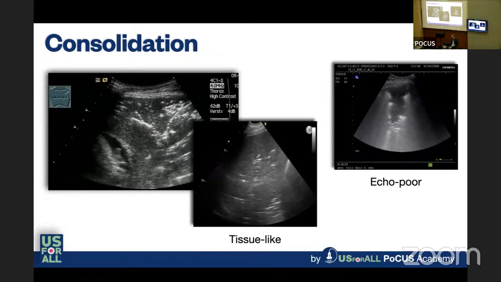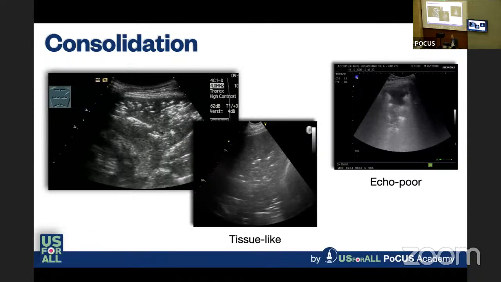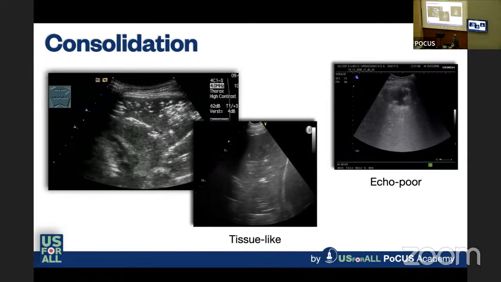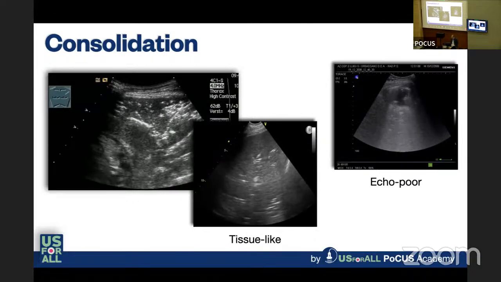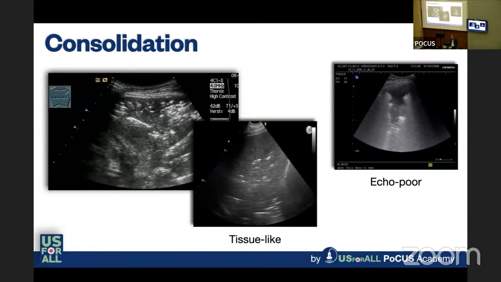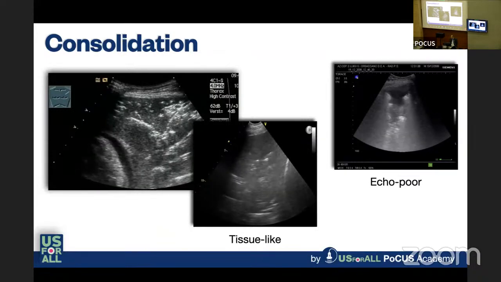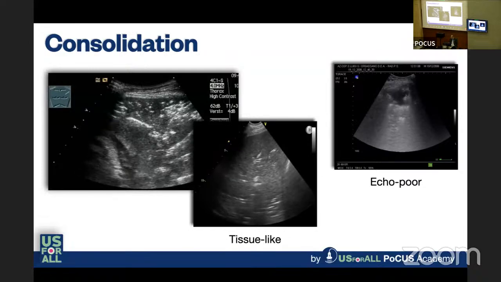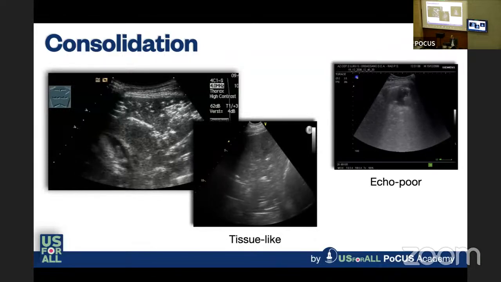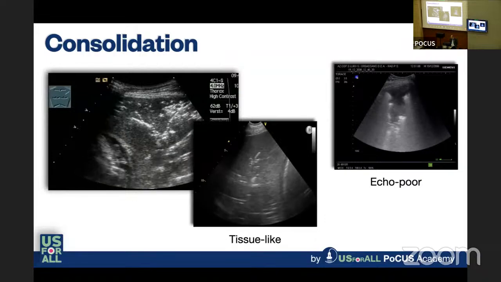Консолидация легких может быть представлена двумя картинами. Первая — это тканевой паттерн, вторая — эхо-бедный паттерн. В первом случае, в тканевом паттерне, мы видим легкое как нашу печень или селезенку. Этот паттерн также называется гепатизацией, так как легкое похоже на печень. Во втором случае ультразвук не проходит через легкое, и мы видим гипоэхогенную структуру.